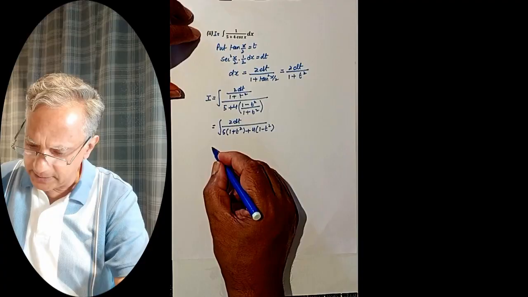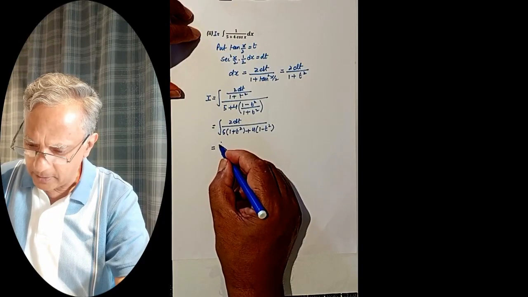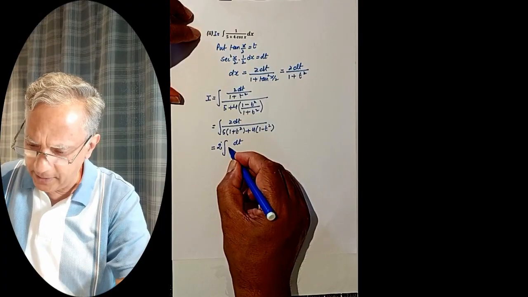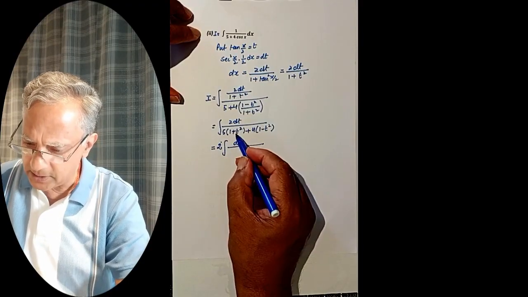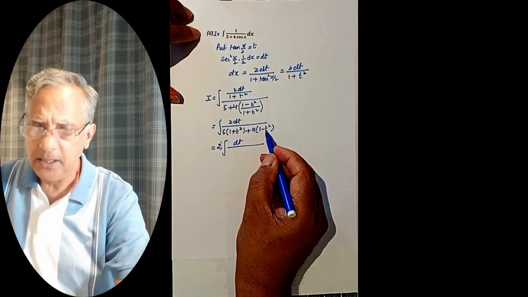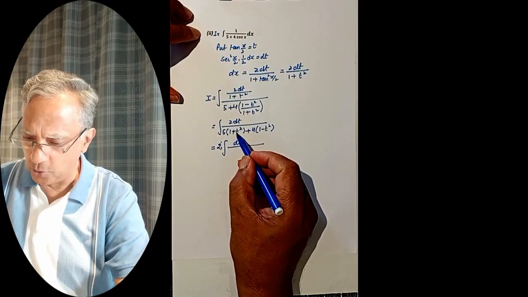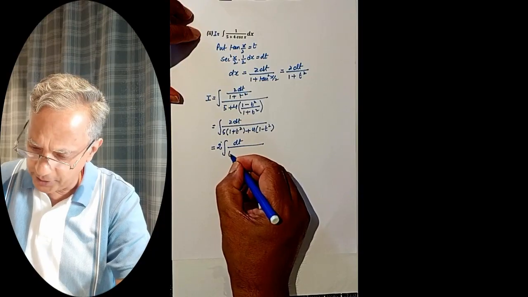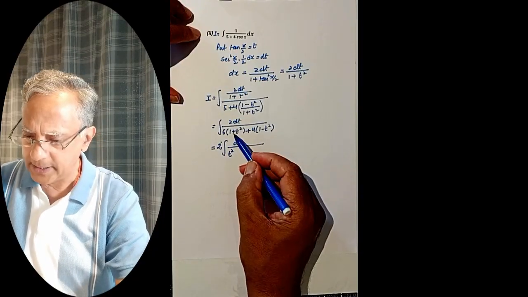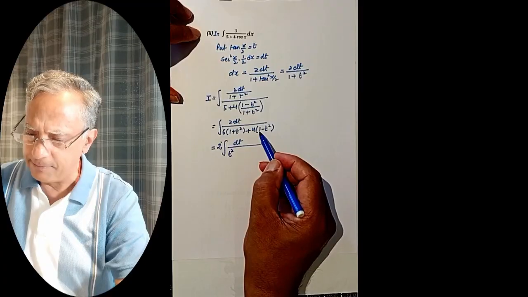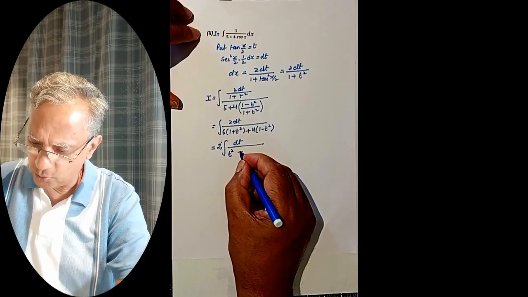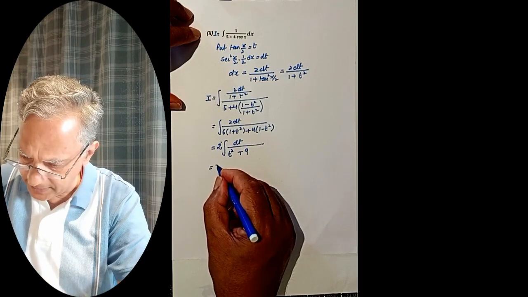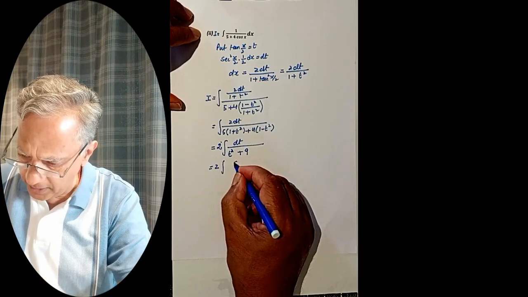And this is equal to, now 2 is common, 2 integral dt over 5t square minus 4t square, that is t square into 5 minus 4, which is 1. So t square is 1. Next we have the constant, 5 plus 4 is 9. So we have t square plus 9. And this can be written as 2 into integral dt.